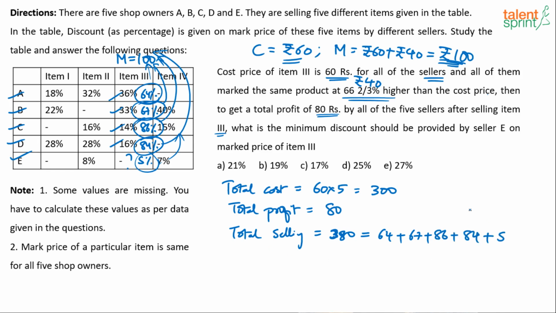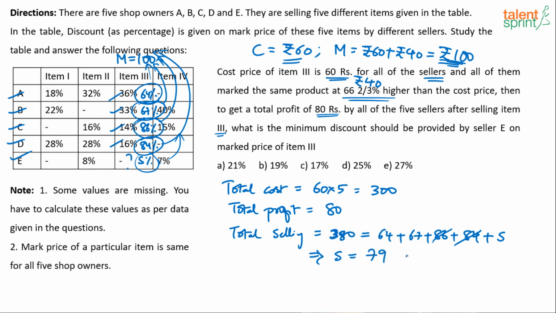Find out the value of S. First step is to find the value of S. How much is S? 86 and 84 is 170. 170 and then 60 and 60 is 120. So that's 290. 290 and this is 11. So 290 and 11 is 301. So S should be equal to 380 minus 301, which is 79.